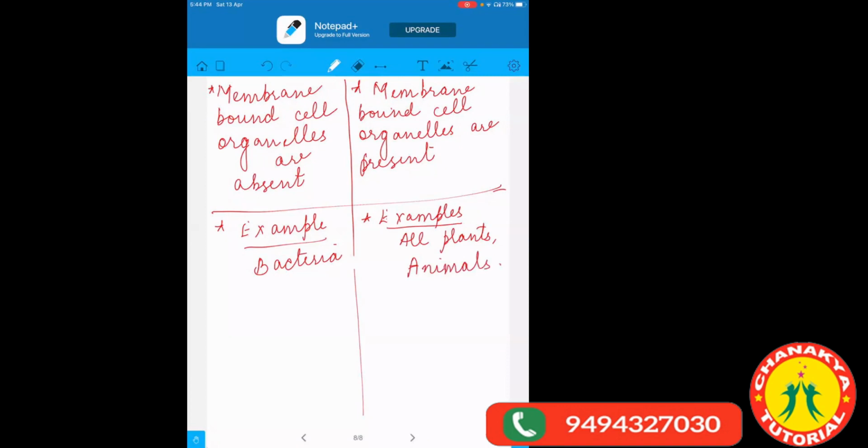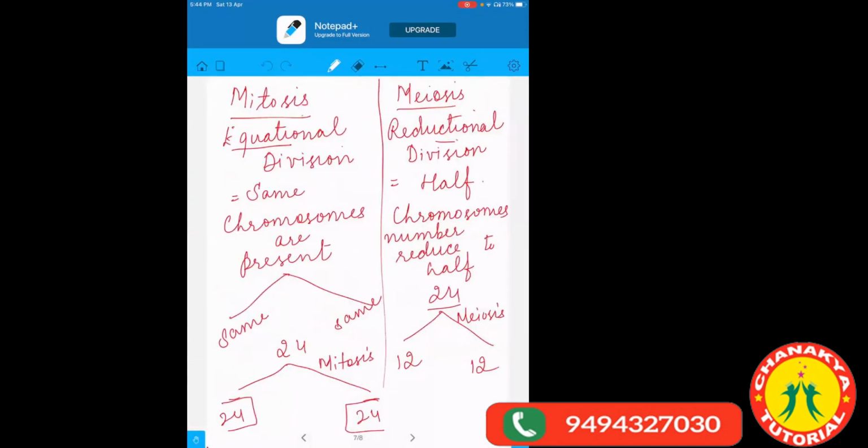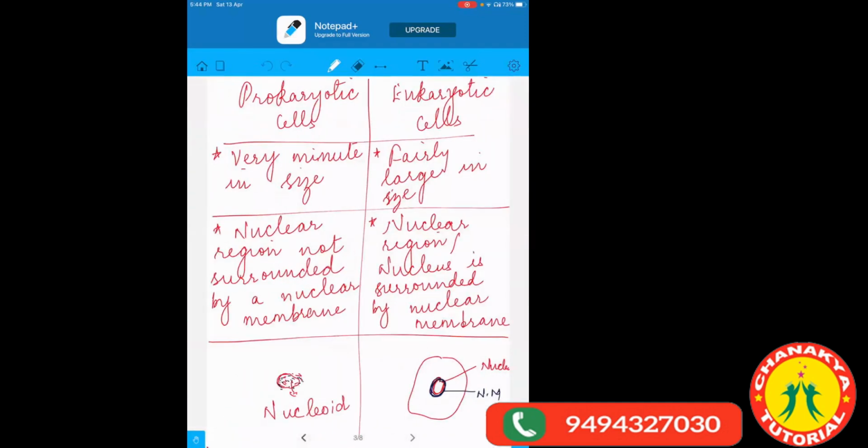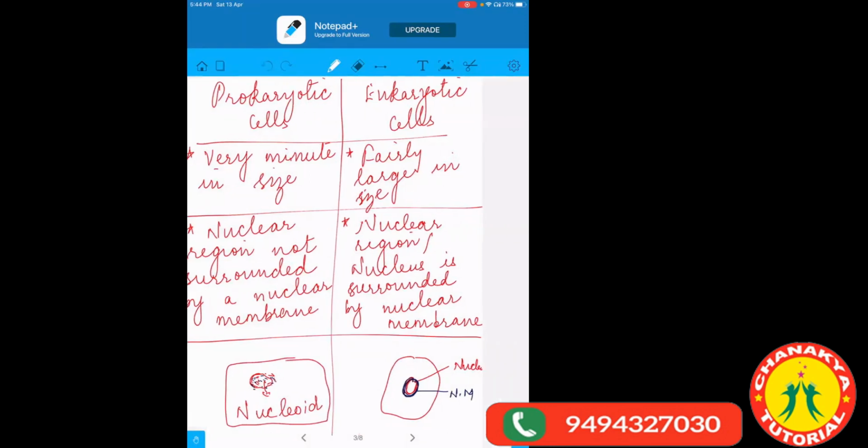Fine. So am I clear with the differences between eukaryotics and prokaryotics? I'll revise it again. So talking about the differences, prokaryotics, they are very minute in size, whereas eukaryotic, they are fairly large in size. Prokaryotic nuclear region is not surrounded by the membrane, whereas in the eukaryotic nuclear region is surrounded by the membrane. And the nucleus basically is called a nucleoid in the prokaryotes, and in the eukaryotic, it is known as a nucleus only.